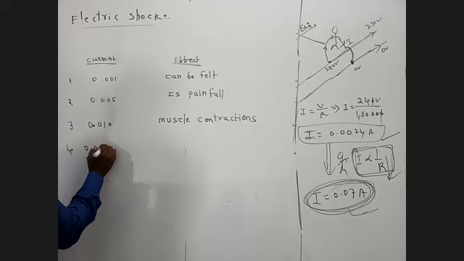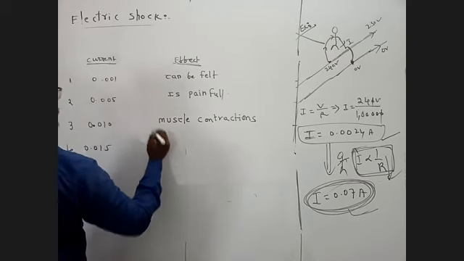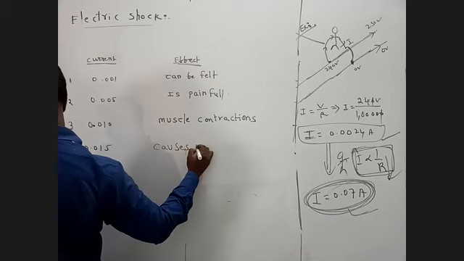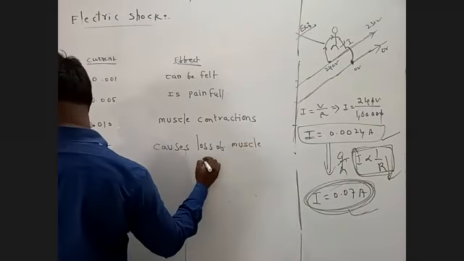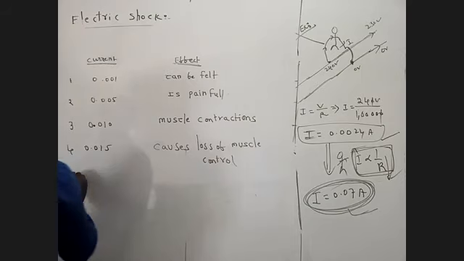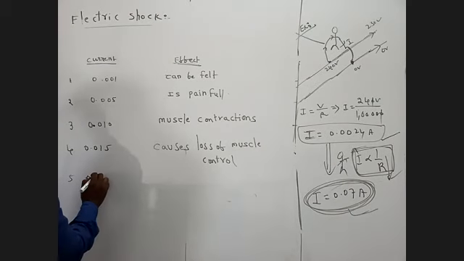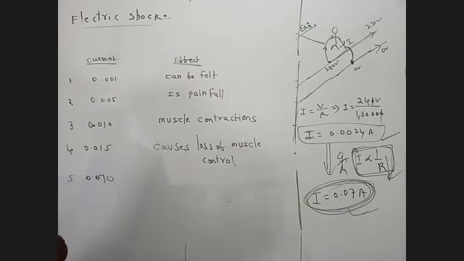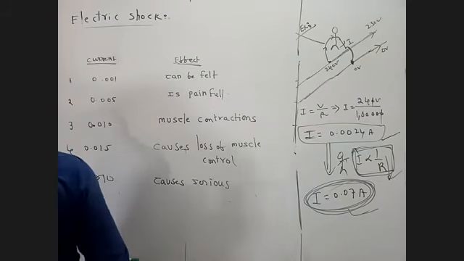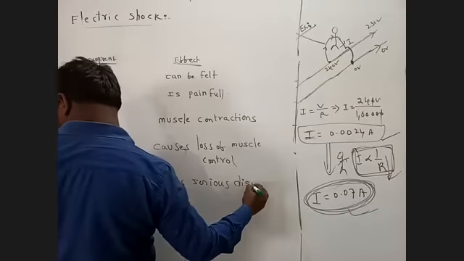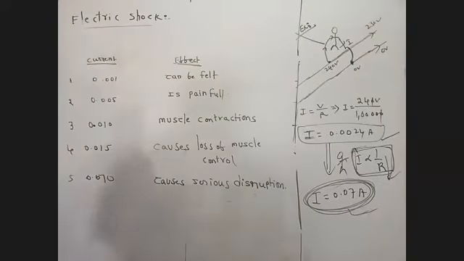Next, 0.015 causes loss of muscle control. Next, 0.070 causes serious destruction.